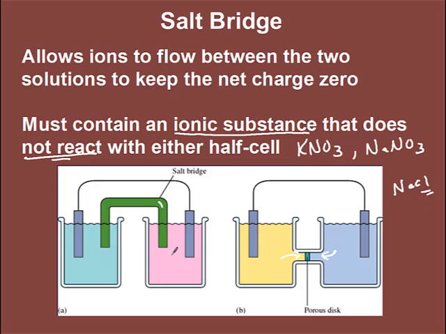So if I had silver, lead, or mercury in either of these half reactions, then I would form a precipitate, which would cause my concentration to change, which we'll see later in the chapter. So again, make sure that you're choosing group 1A nitrates are generally our best bet, but as long as it doesn't react with either solution in the half cells.